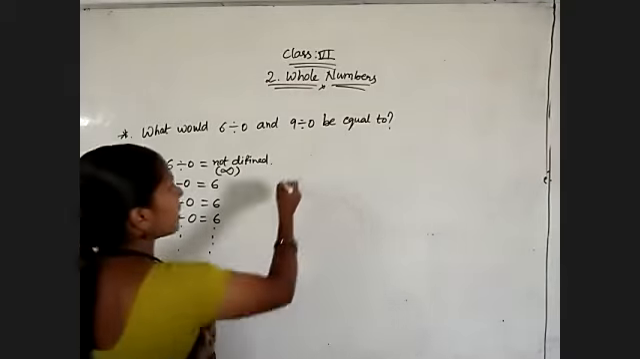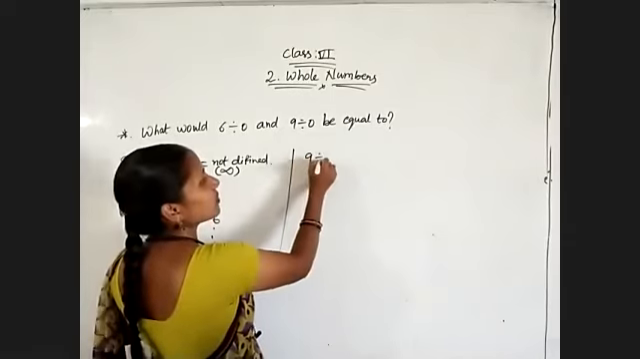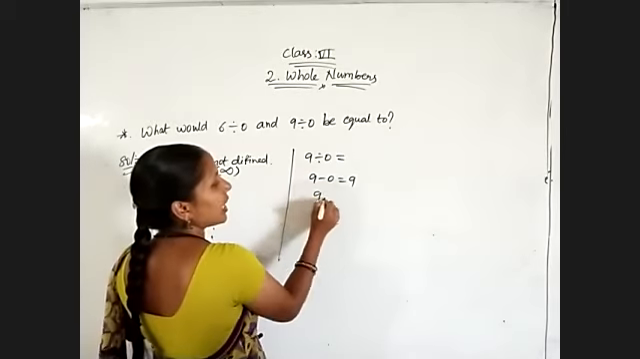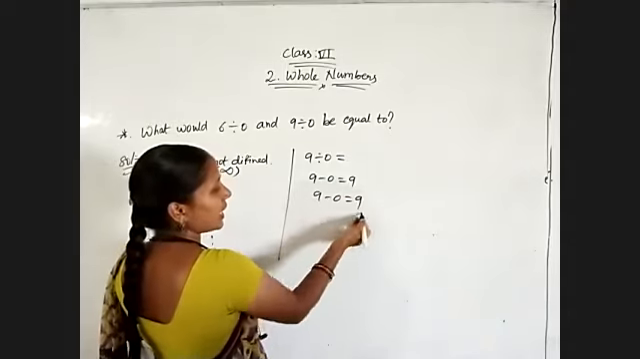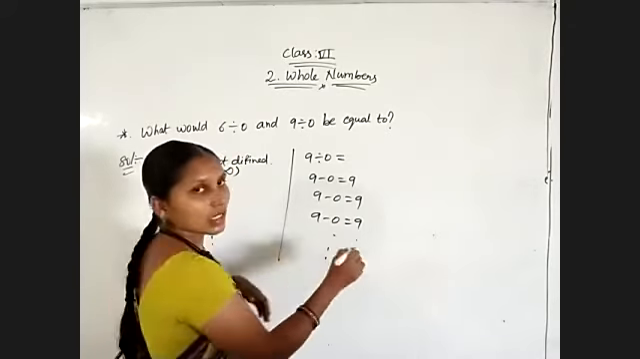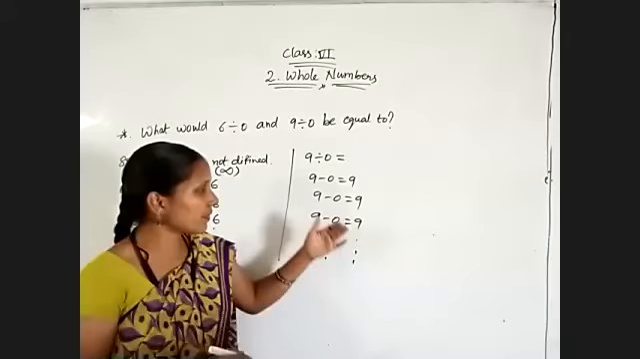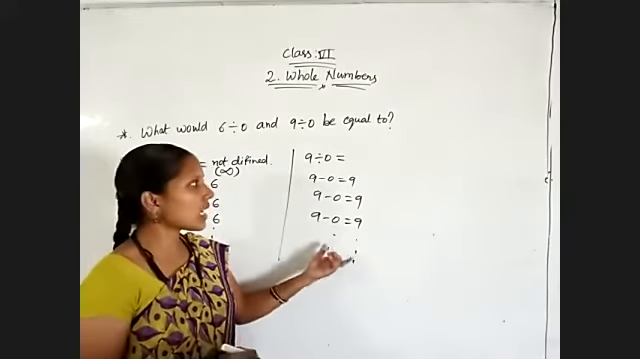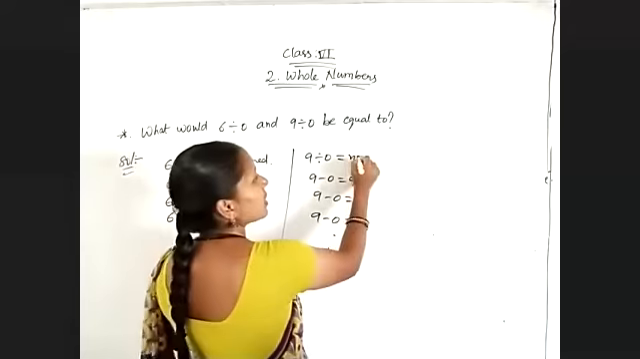Okay, and coming to 9 divided by 0. 9 minus 0 is equal to 9. 9 minus 0 is equal to 9. Again 9 minus 0 is equal to 9. However many times we continue these steps, we will get the same number as the result. We will not get 0 as the result. So that's why here also this value is not defined.